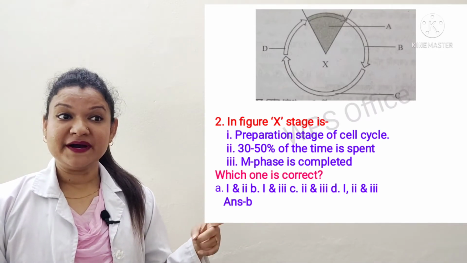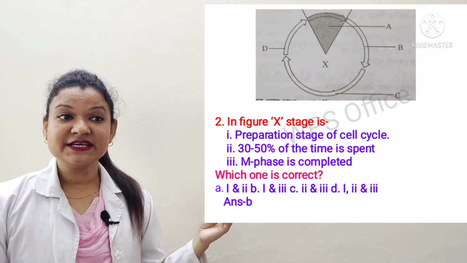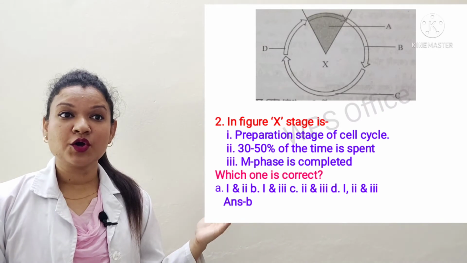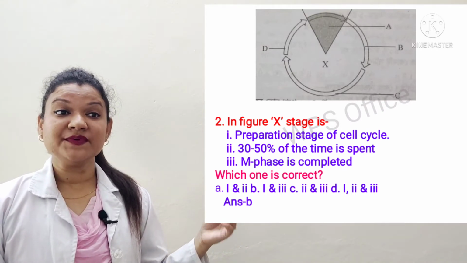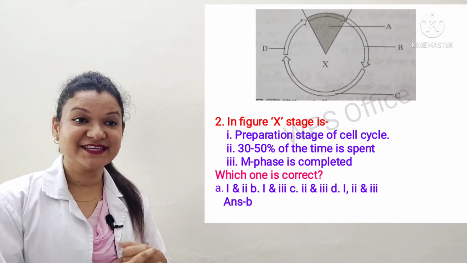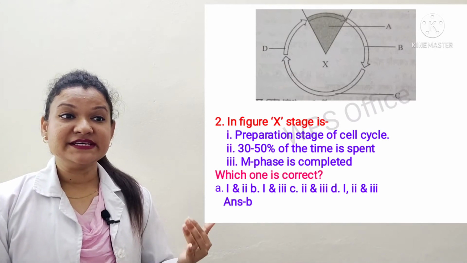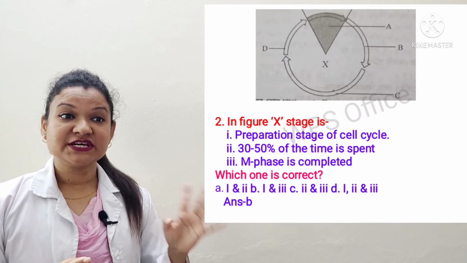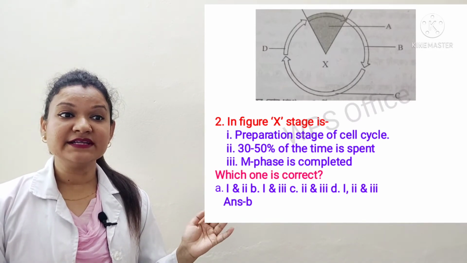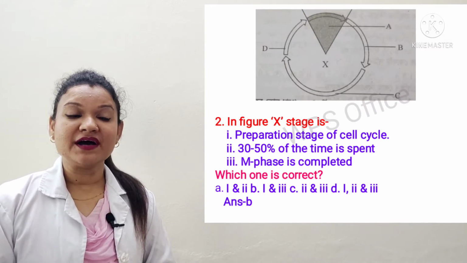In my previous slide I talked about the time. Number 3, the M phase is completed. So now you will say which one is correct. Yes, I think you guessed right. That will be B. That is, figure X is the preparational stage of the cell cycle, and here the M phase is completed. So the answer will be B. I will go to our next stem.